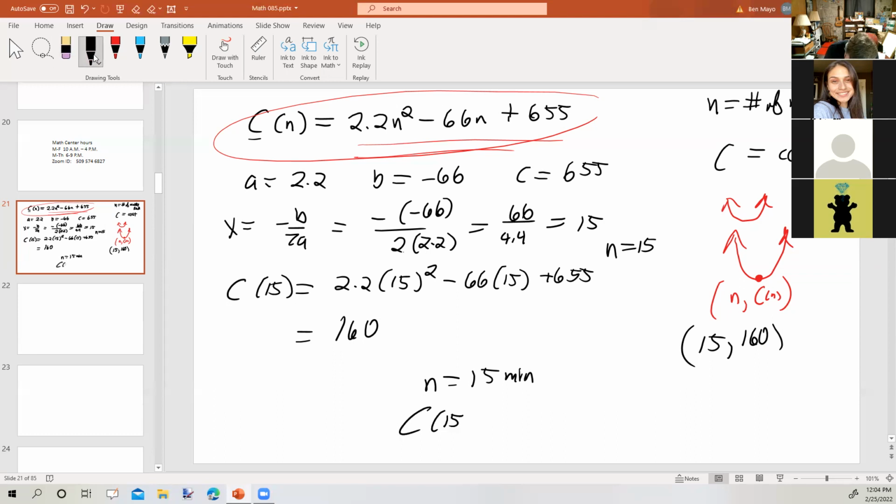C of 15 equals $160. So having done all the calculations, let me read it again. The cost C in dollars of operating a concrete cutting machine is related to the number of minutes N that the machine is run by the function, and then this given function there. For what number of minutes, so that's N, is the cost of running the machine a minimum, and what is the minimum cost?